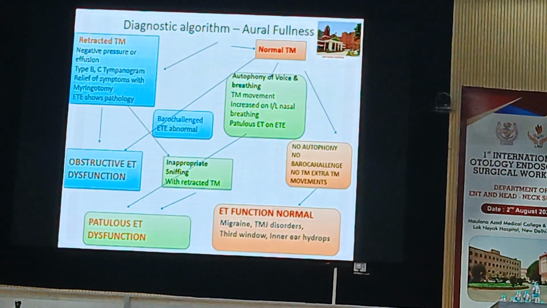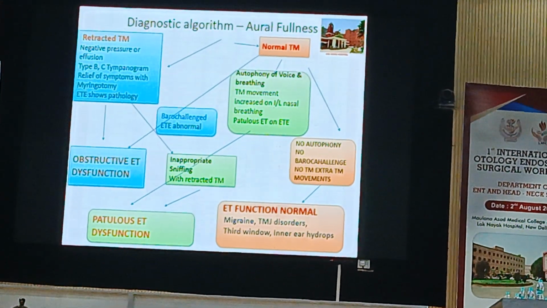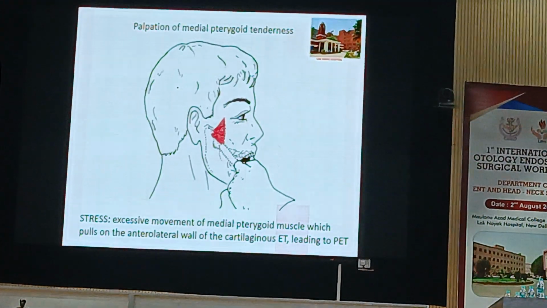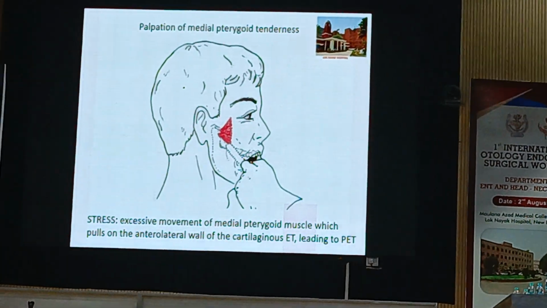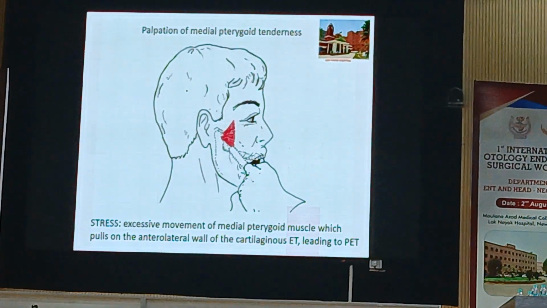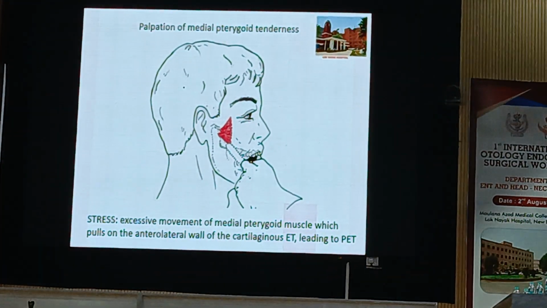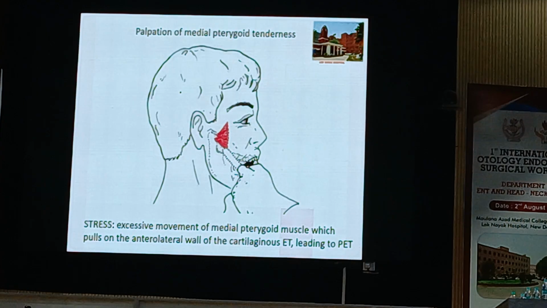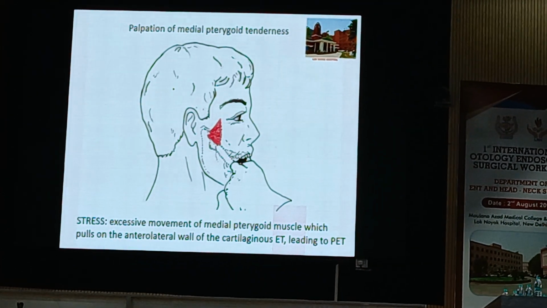So you have to closely look at how you are looking at your patient. So there can be hypertrophy of the pterygoid muscle. You palpate deep inside, there will be hypertrophy. This has attachment to the eustachian tube. The patient is having contractions and there is a patulous eustachian tube.